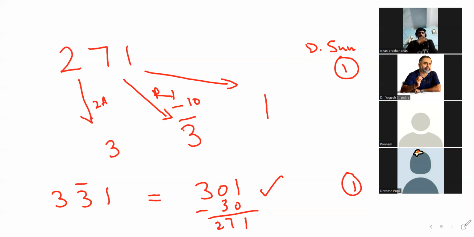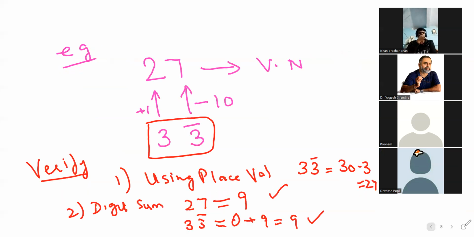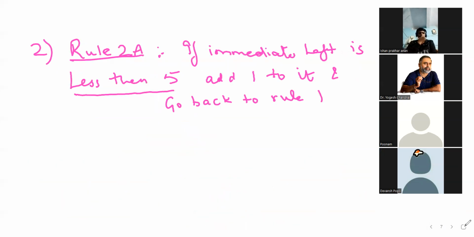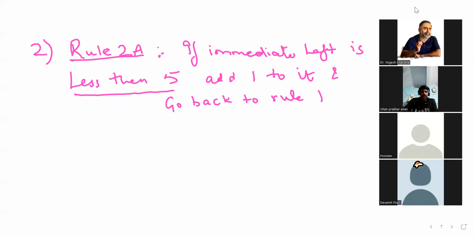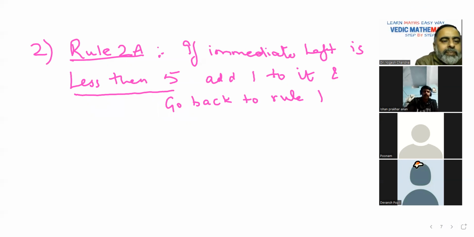Now, coming back. I told you after 1, you can have 2 options, either rule number 1 or 2A or 2B. Now, let's talk about 2B. What is 2B?